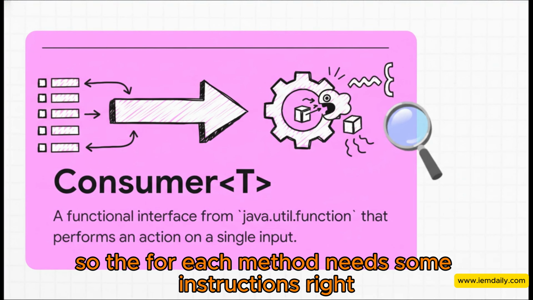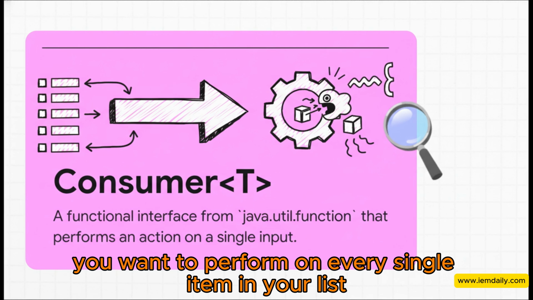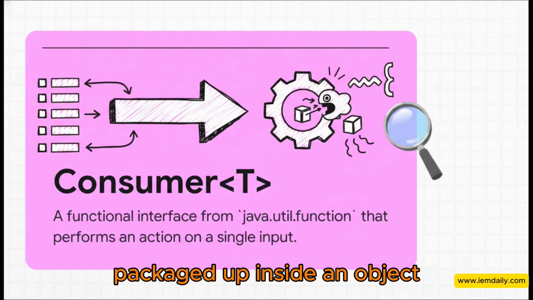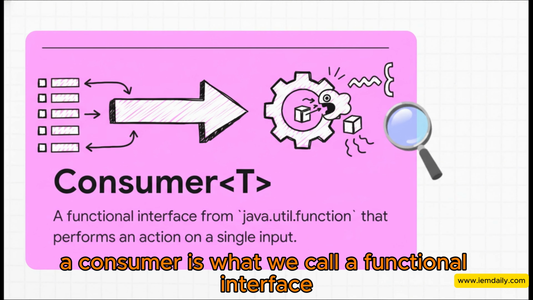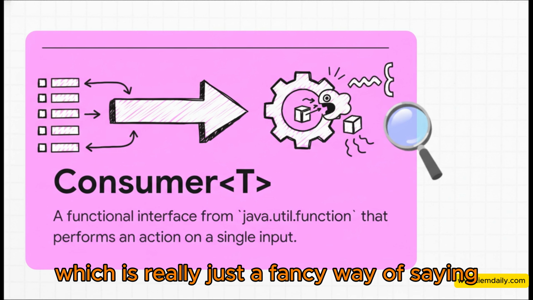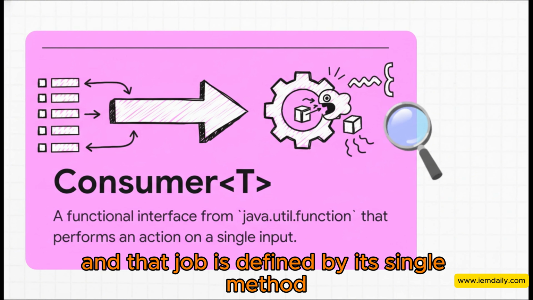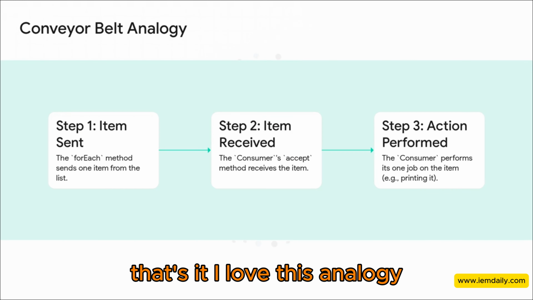So the forEach method needs some instructions, right? It needs to know what action you want to perform on every single item in your list. And it expects you to give it that action packaged up inside an object that's a consumer. A consumer is what we call a functional interface, which is really just a fancy way of saying it has one and only one job to do, and that job is defined by its single method called accept. It just accepts an item and does something with it. That's it.